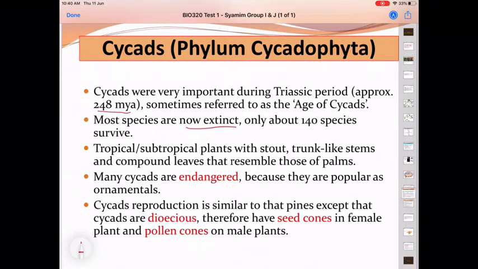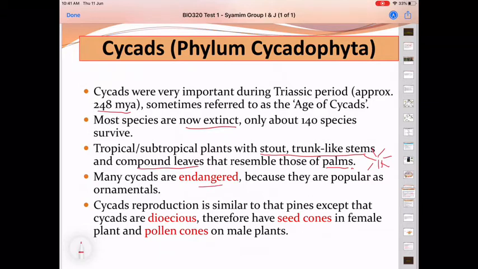So the habitat for this plant is tropical and subtropical, with a stout, trunk-like stem. So dia mempunyai batang yang sangat besar, and it has a compound leaf. Compound leaf ni ialah dia macam bentuk whorl, macam tu. Okay, that resembles those of palms. Okay, macam pokok kelapa. Dia pelepah dia in a circular ataupun in a spiral arrangement.